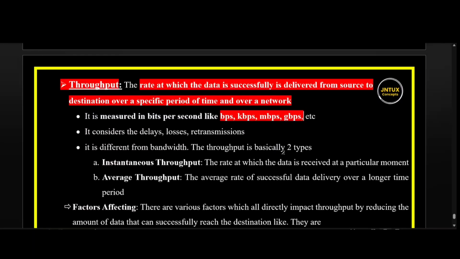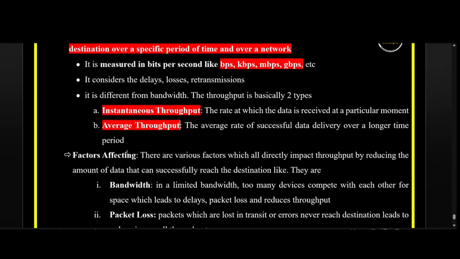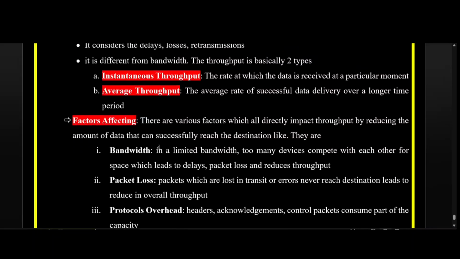Throughput is basically of two types. That is instantaneous throughput, the rate at which data is received at a particular moment, and average throughput, the average rate of successful data delivery over a longer time period. Factors affecting throughput: there are various factors which directly impact throughput by reducing the amount of data that can successfully reach the destination.